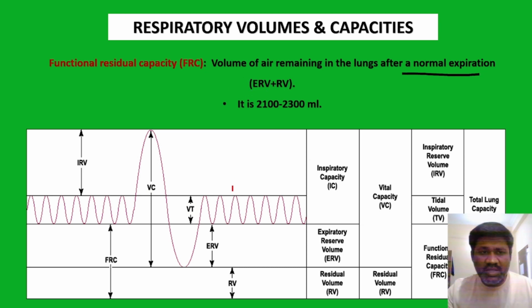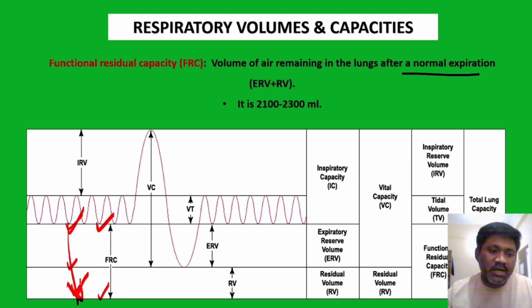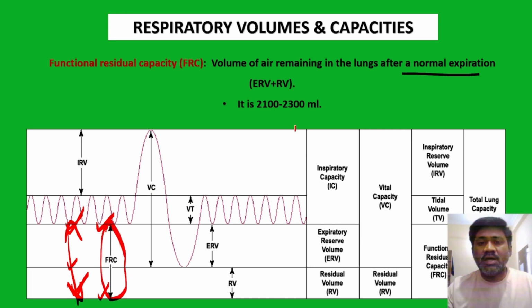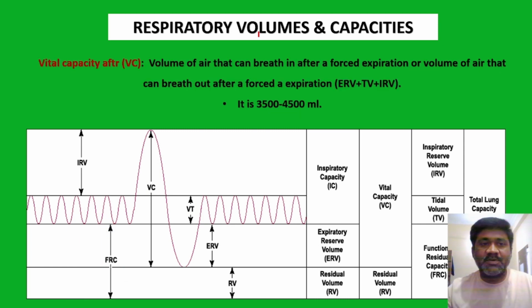Look at this functional residual capacity. From this line all the way down to the bottom line indicates what? Functional residual capacity, FRC. Here this line to this line indicates what? ERV. Then the lower part indicates what? RV, residual volume. So from here to here, this is the FRC. Look at this. Okay, what is the FRC? 2100 to 2300 ml.